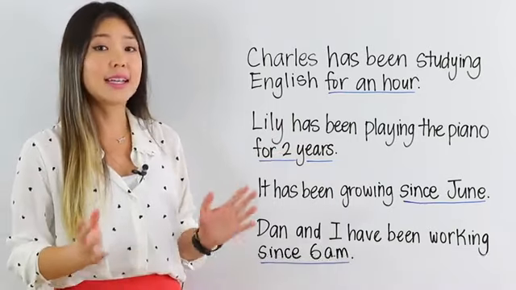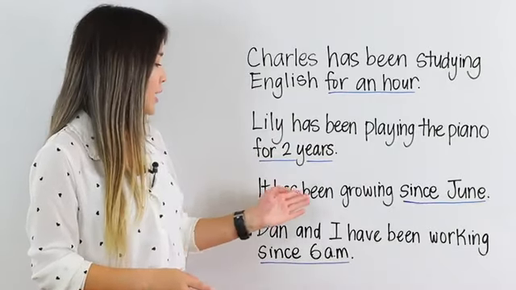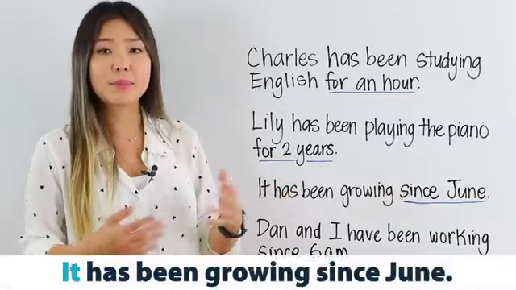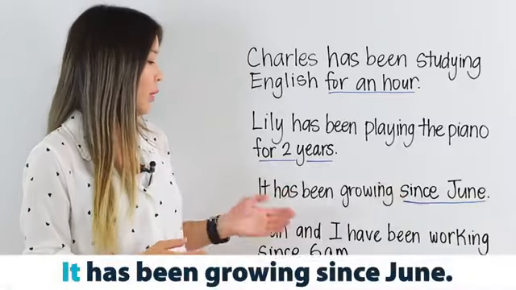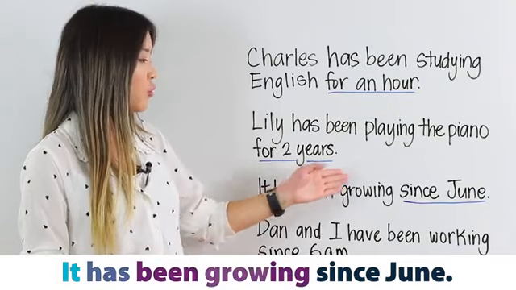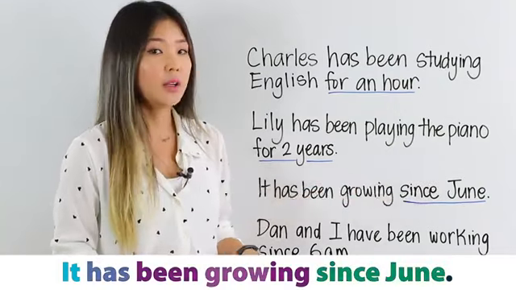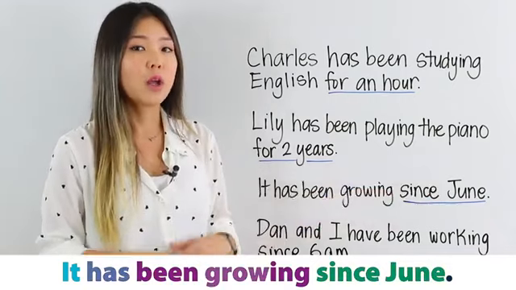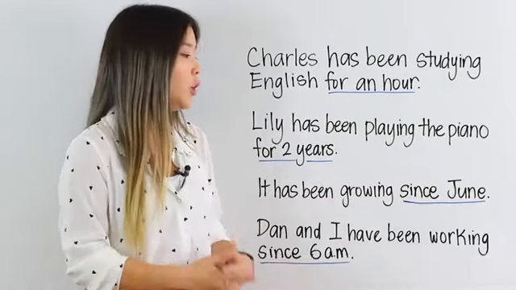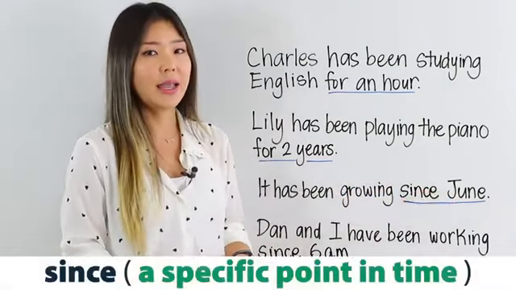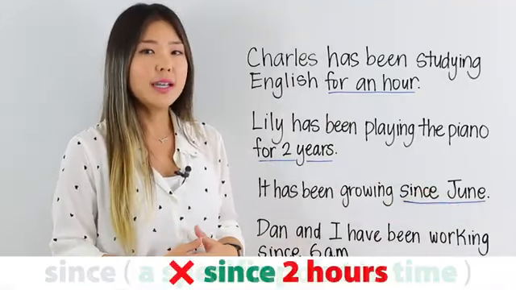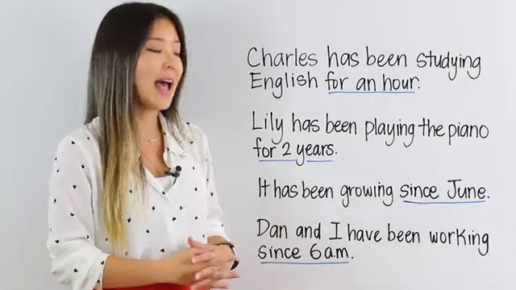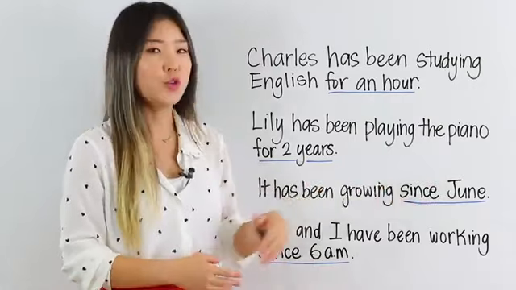The next sentence is a little different. It has been growing since June. So it can be something like a plant. The plant, or it, has been growing since June. Here, we used since, not for. What's the difference? We use a specific point in time with since. We don't say since 2 hours. No, we say when the action started, since June.